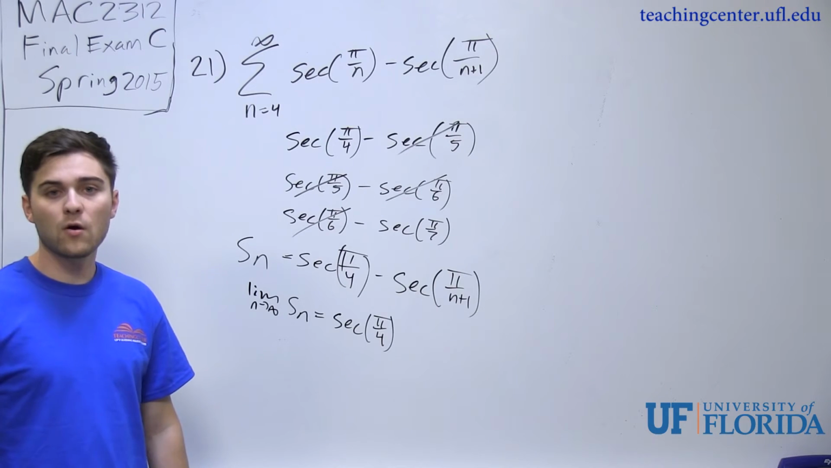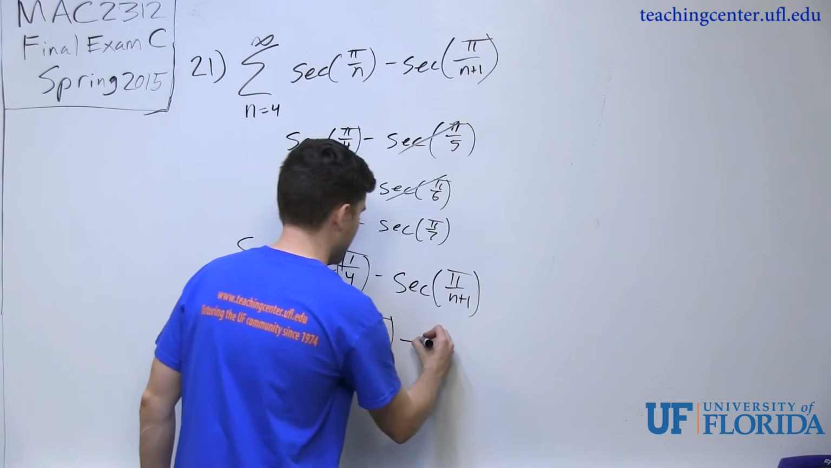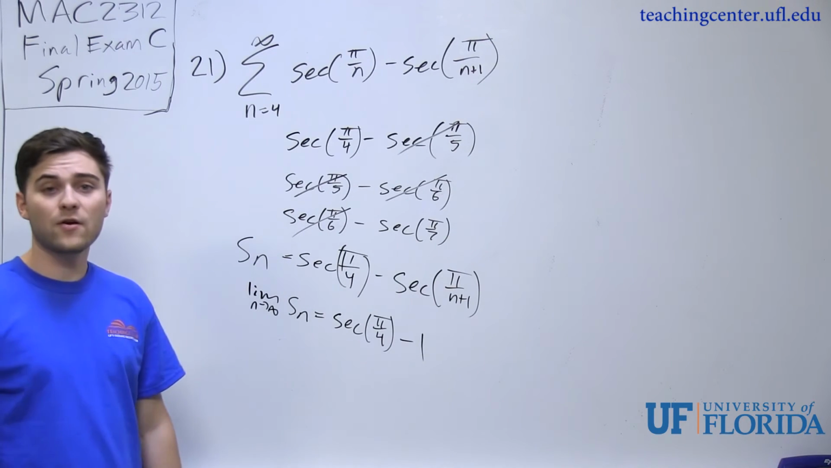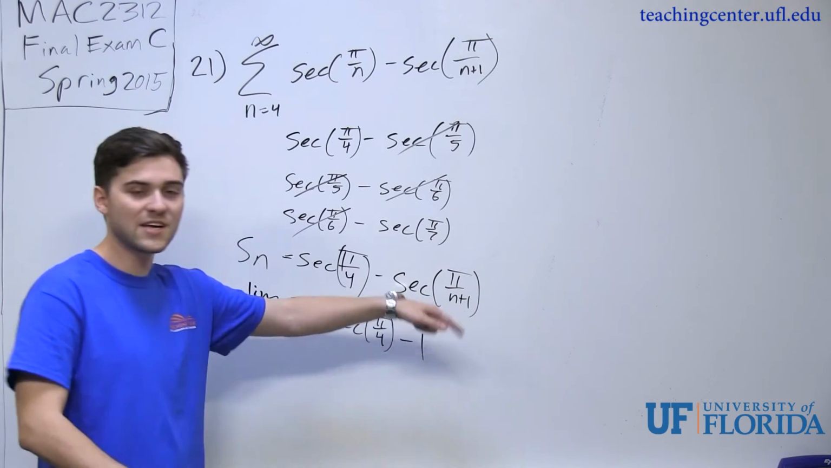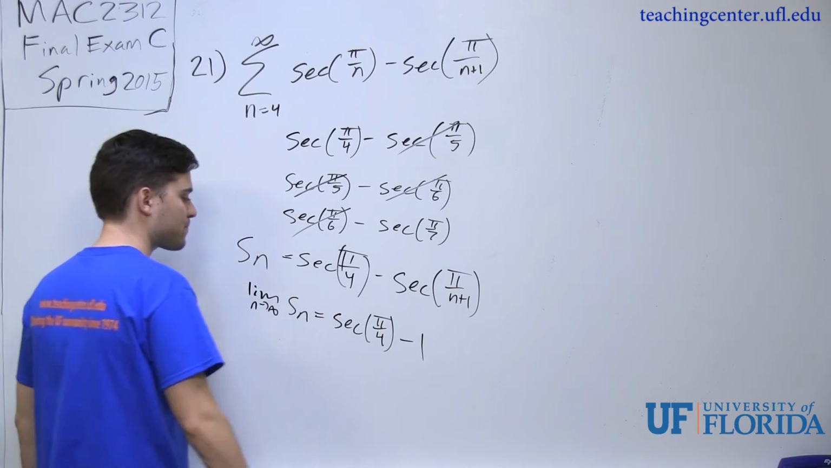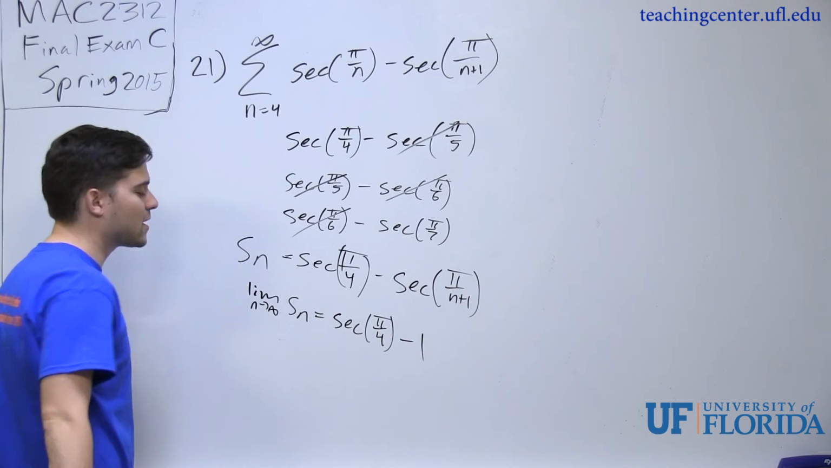Well, secant of 0 is equal to 1 over cosine of 0. Cosine of 0 is 1. So that last term right there is actually 1. So make sure you don't count it as 0 just because there's a 0 on the bottom. We are taking the secant of 0. And then we just have to figure out what secant of pi over 4 is.